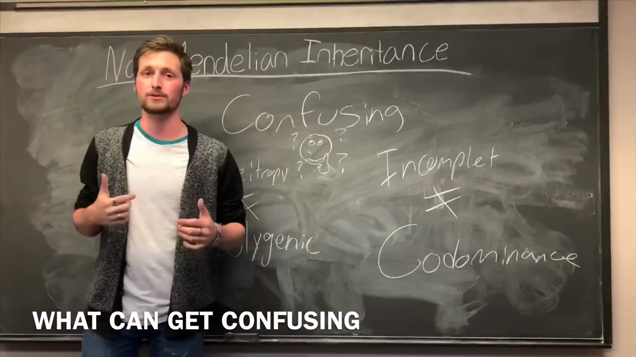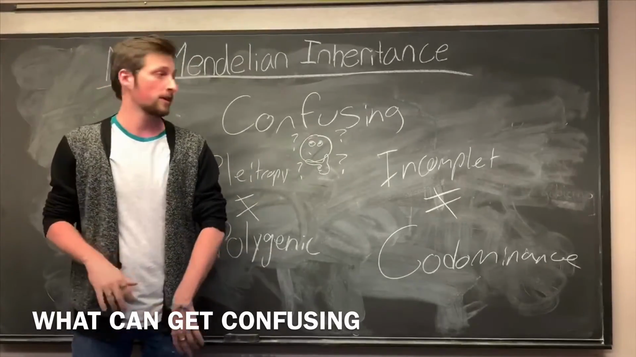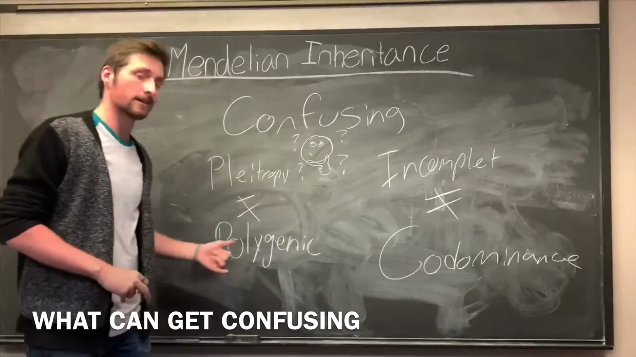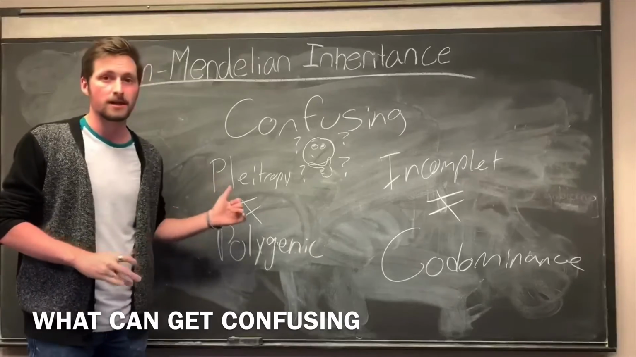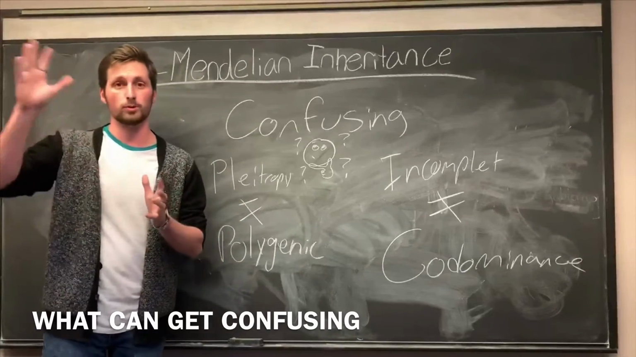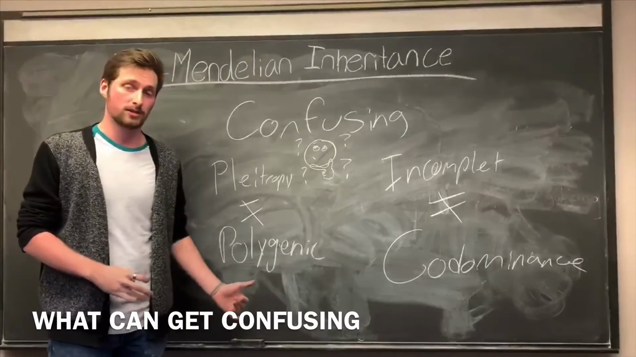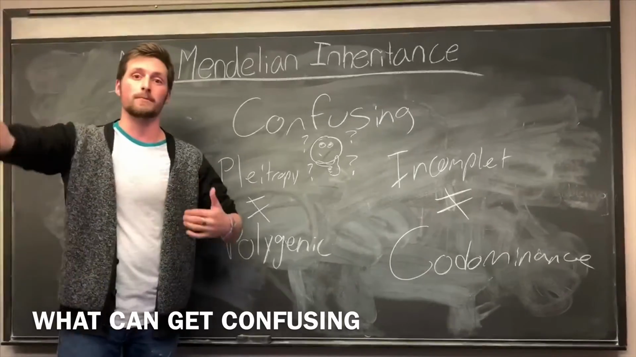So before we go into the importance of non-Mendelian inheritance, I want to reiterate a couple things that are very confusing because they're straight opposites of each other. So the first one is pleiotropy and polygenic traits. The difference between those two, remember, is pleiotropy is one gene affecting multiple traits, while polygenic traits are one trait being affected by multiple genes.